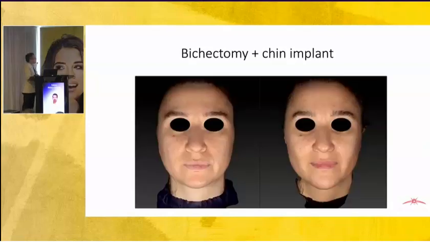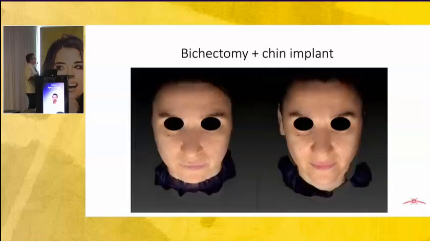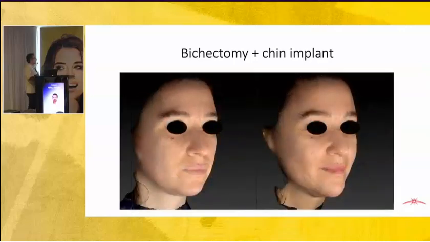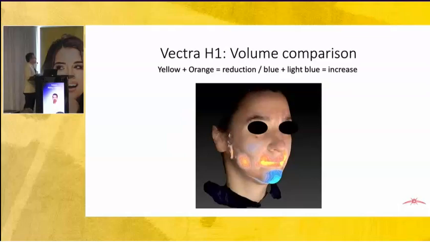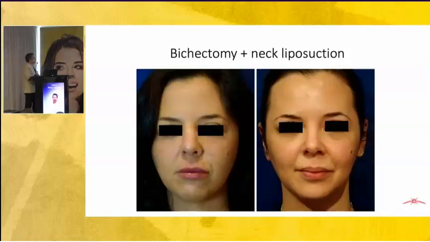I start with this one, not only bichectomy, at the same time chin implant. And you can see here a great change of the shape of this female in another profile. And here is the color of the change of the volume in the vector system. We add volume, we take out the volume. One face, 2 cheeks, 2 triangle.